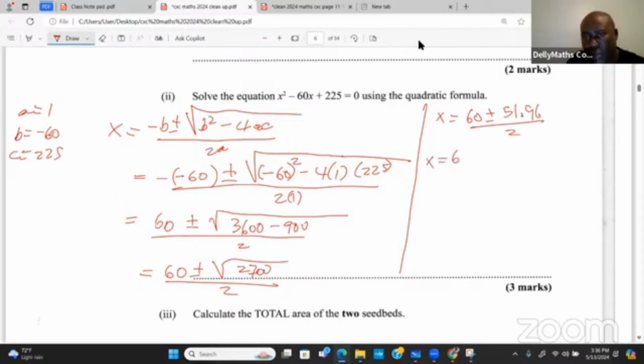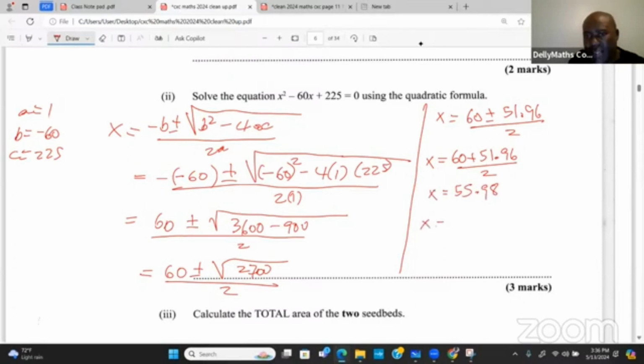So let's work it out. So X is equal to 60 plus 51.96 over 2. So let's work that out. 60 plus 51.96, divide that by 2. We're getting about 55.98. All right, so that's one value.